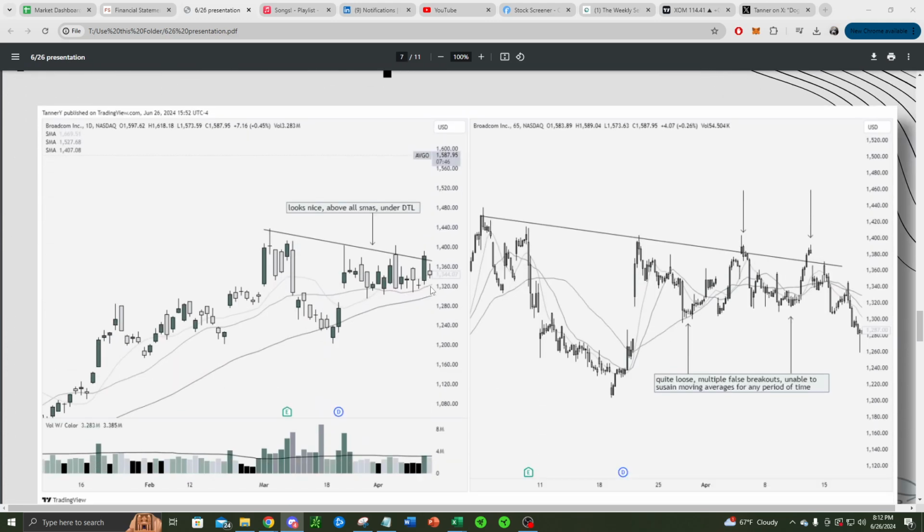So this is another example here of AVGO where on the left you've got the daily and on the right you have the 65-minute. And you can see how on the daily, this looks pretty great. You have a downtrend line, you have multiple points of contact along this, you're above all the moving averages, you're just kind of surfing around, right? You even have a volume dry up through this sideways price action.